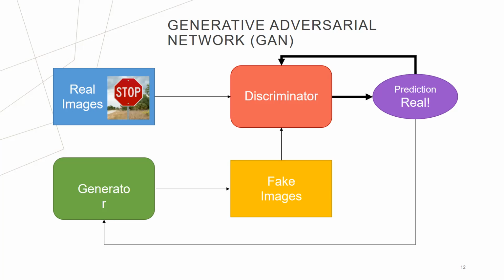So maybe it tries to find a pattern within that stop sign. We'll say, hey, whatever you did, do more of that. And it learns a little bit from there. So our discriminator is slowly getting better. So what if then we generate a new image?